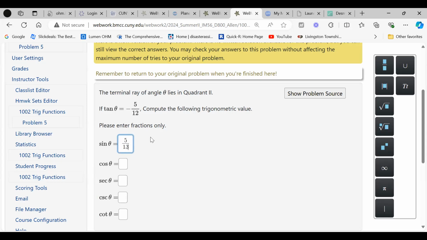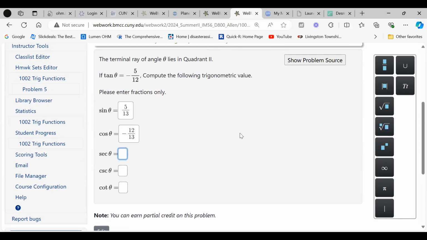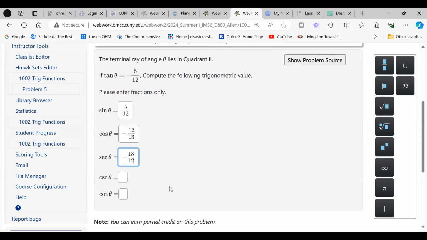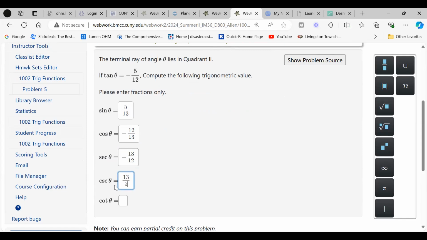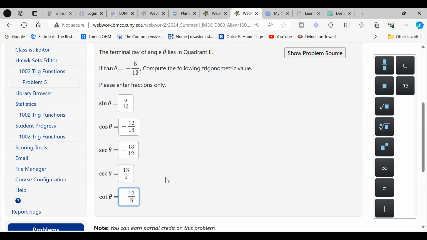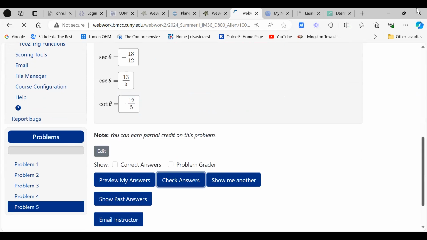Problem 13 is sine, cosine, -12 over 13. And secant is the reciprocal of the cosine, -13 over 12. Cosecant is the reciprocal of sine, 13 over 5. And the cotangent is the reciprocal of tangent, 12 over 5. And that should be all good.